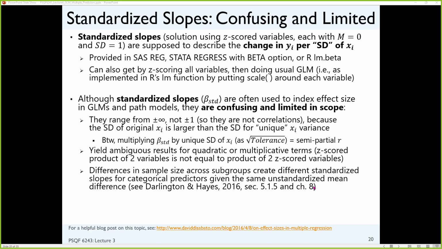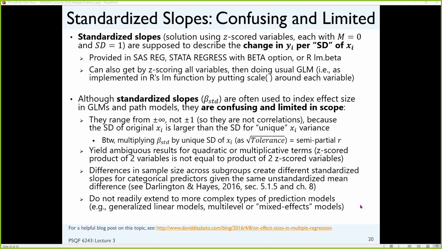Also, as noted in your textbook, if you have differences in sample size across categories of a categorical variable, then that renders different standardizations as well. So for these reasons, I don't like them. They also don't scale up into other models that I teach. So my spring course on generalized models does not use these. Neither does multi-level or mixed effects models, which are the other courses that I teach as well.